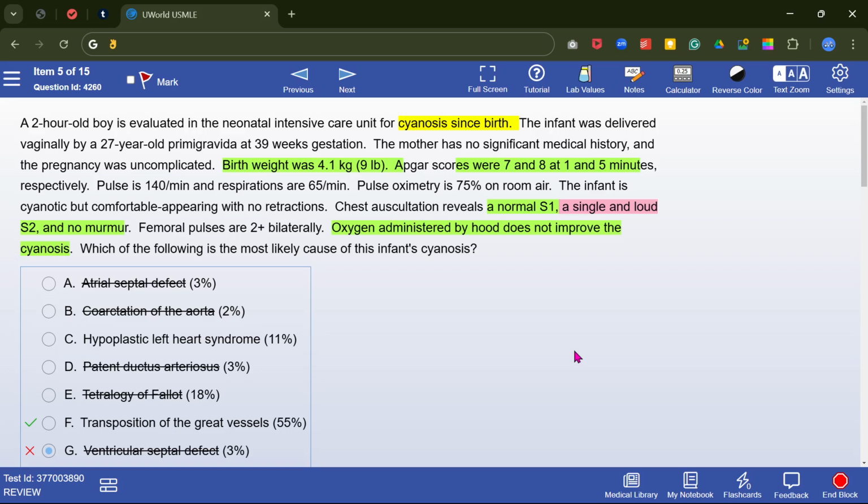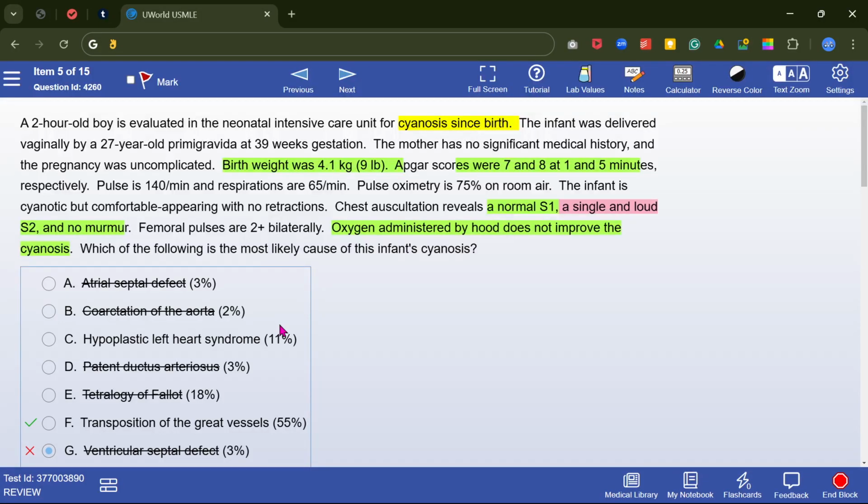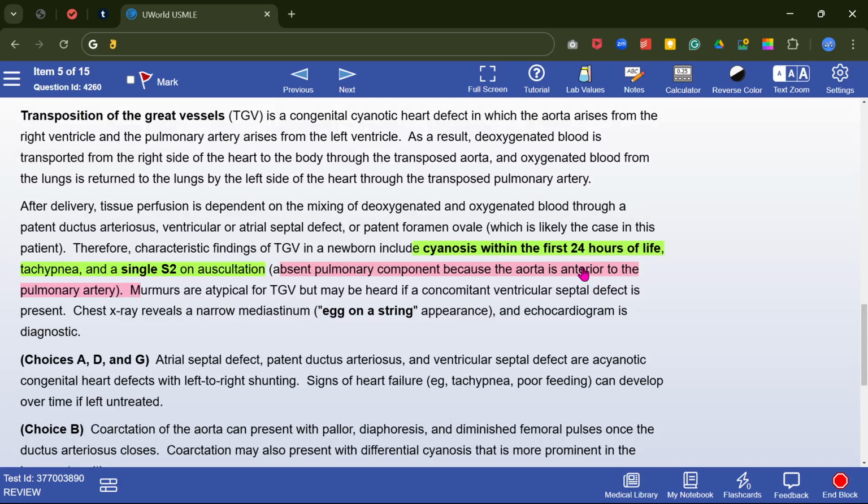Oxygen administration by hood is not improving his cyanosis. It looks like transposition of the great vessels, with cyanosis within 24 hours of life. There is a single loud S2 on auscultation, with absent pulmonary component, because the aorta is anterior to the pulmonary artery. This is transposition of the great vessels.